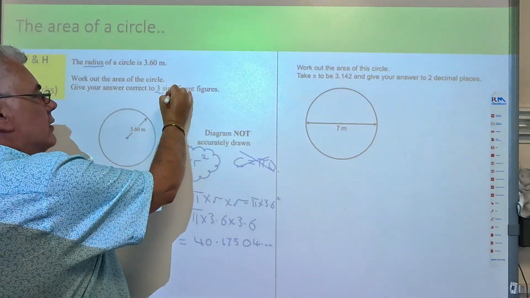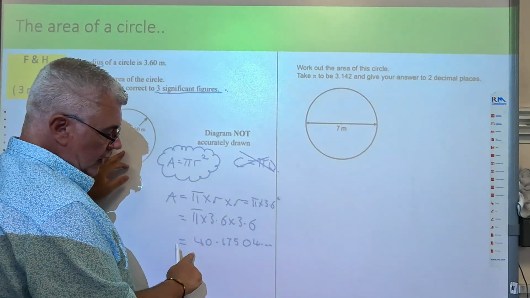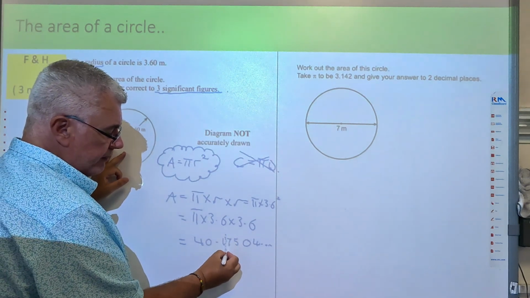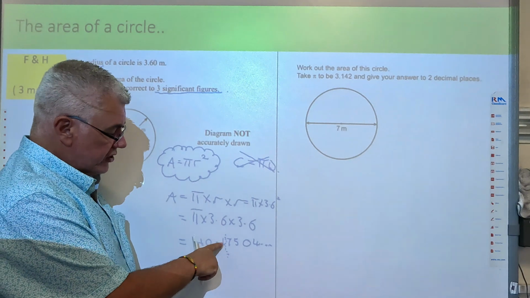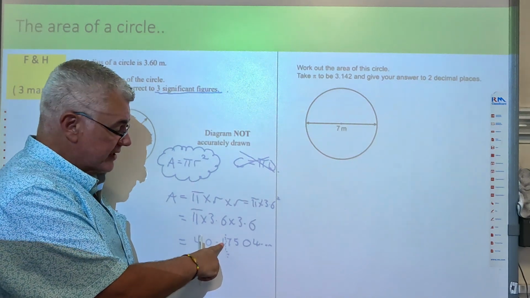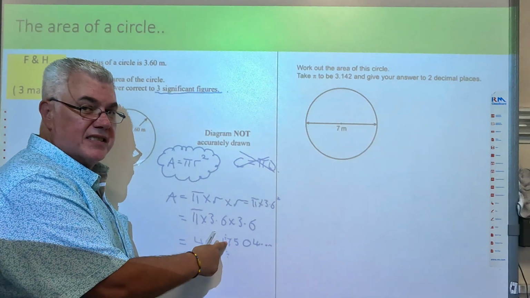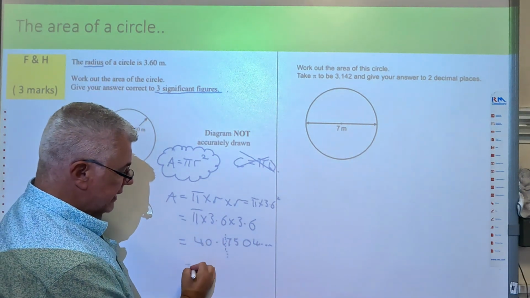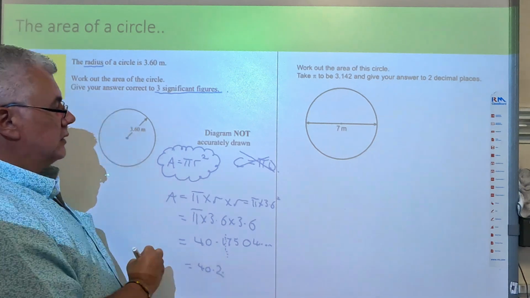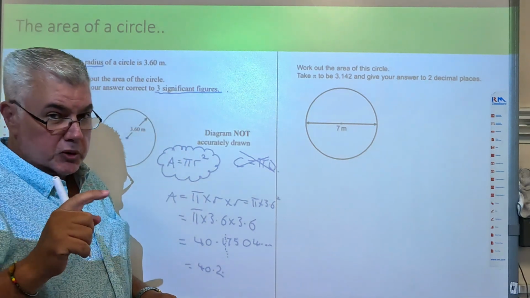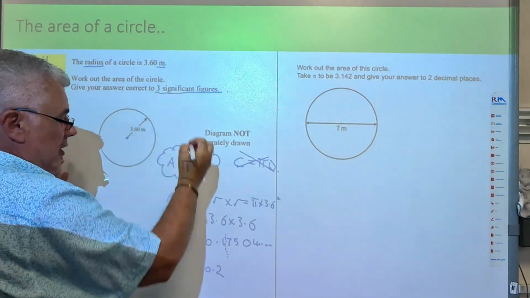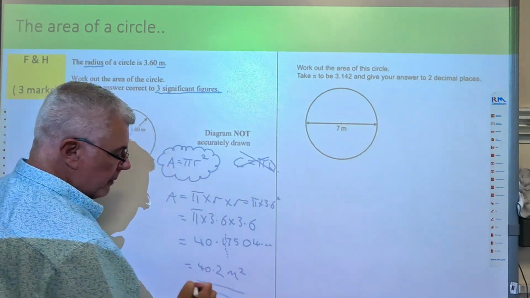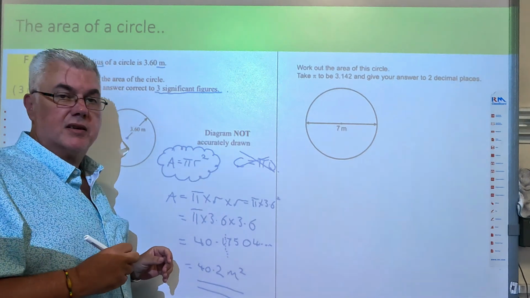But it did say to 3 significant figures. 1, 2, 3. That's my third figure. I need to know whether I'm going to change this 1, whether I'm going to knock it up or keep it as it is. The number after is a 7. 5 or above, I'm going to give that number a shove. This is equal to 40.2 to 3 significant figures. Must put my units in. It's an area, so it's the units in the question, and I need to square that. So my answer is 40.2 metres squared.